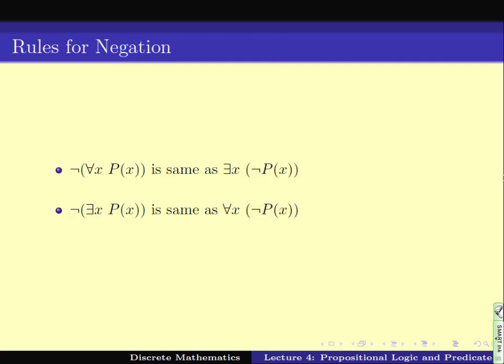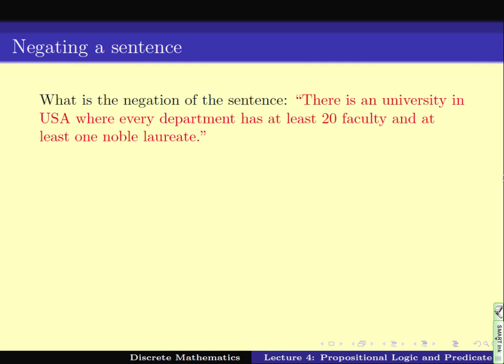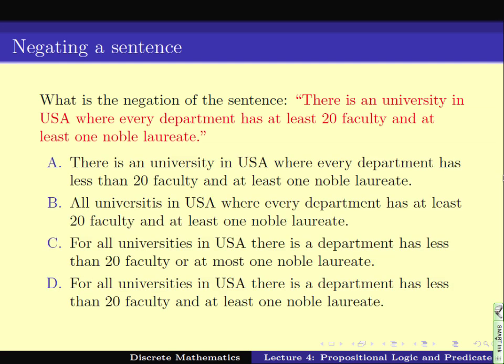Okay, now moving on, let's see if we know how to apply the rules of negation. So here is a sentence. There is a university in USA where every department has at least 20 faculty and at least one Nobel laureate. So what would be the negation of this? Out of these four choices, which one is the correct negation?